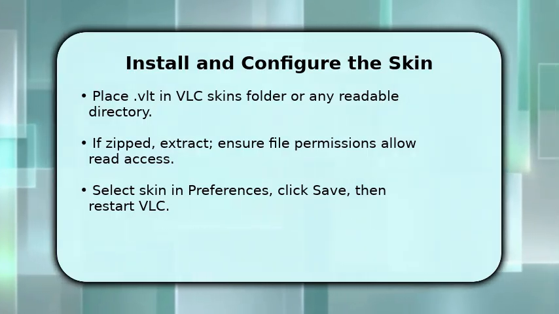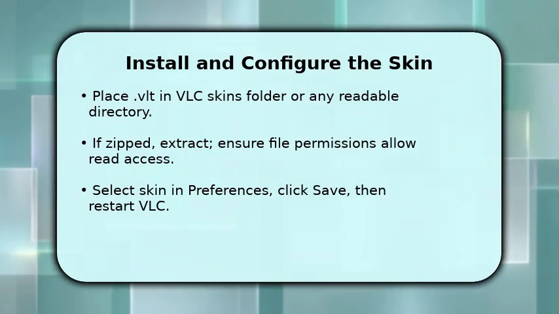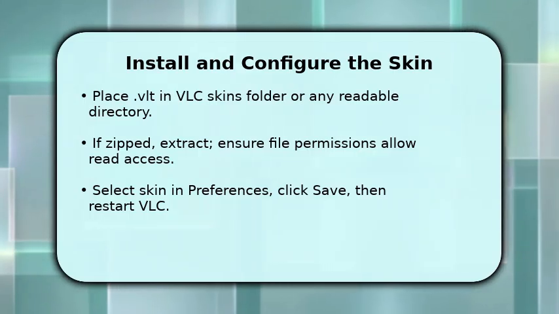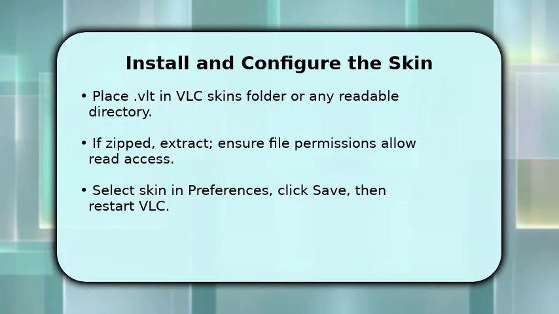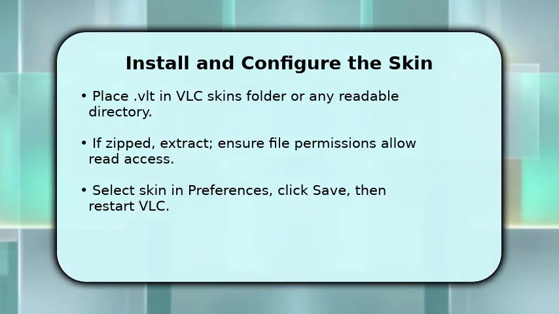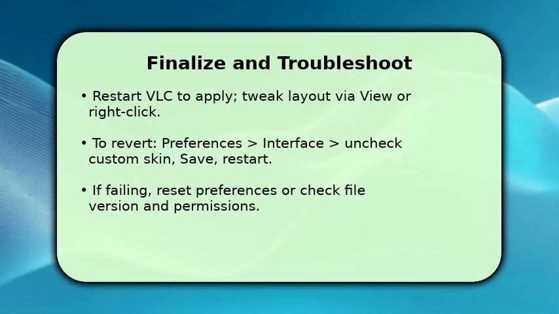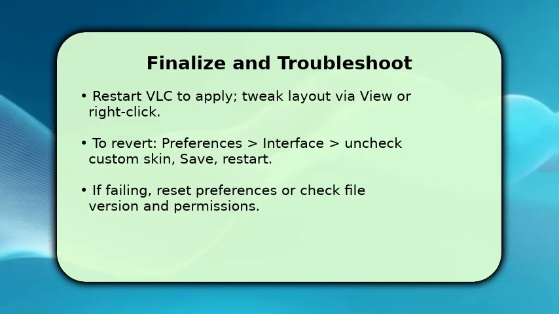Next, in Preferences under Interface, choose to select that VLT file, press Save, and then fully quit VLC. Restarting applies the skin. If you want toolbar tweaks, open View or right-click the Chrome after restart and adjust sizes or layout. Finish by restarting VLC to load the new skin and then adjust the interface. Use the View menu or right-click the player Chrome to change layout and control visibility.